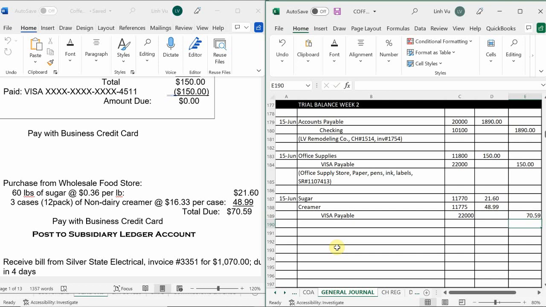Tax exemption. Okay. So in this case, all right, there you go. We pay with the business credit card. So what is going to be my description here? Where did I buy these items from? Yes, wholesale foods store. Okay, and what did I buy? Actually, that should be good enough. Yes. Sugar and creamer, yes. In this case, wholesale food store is pretty much all I need to put there, right?